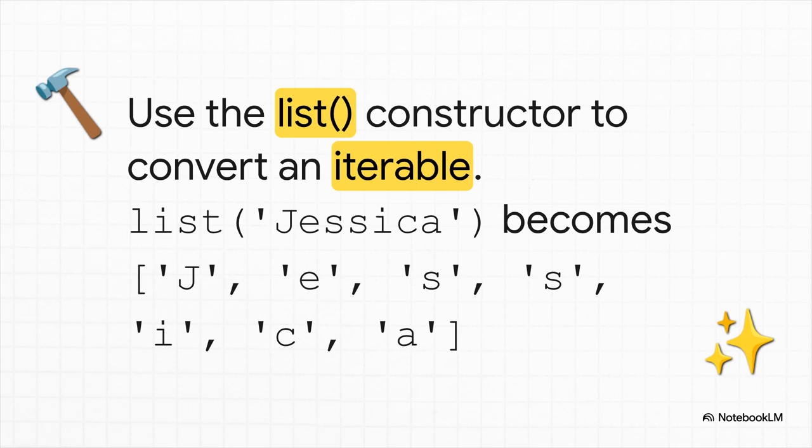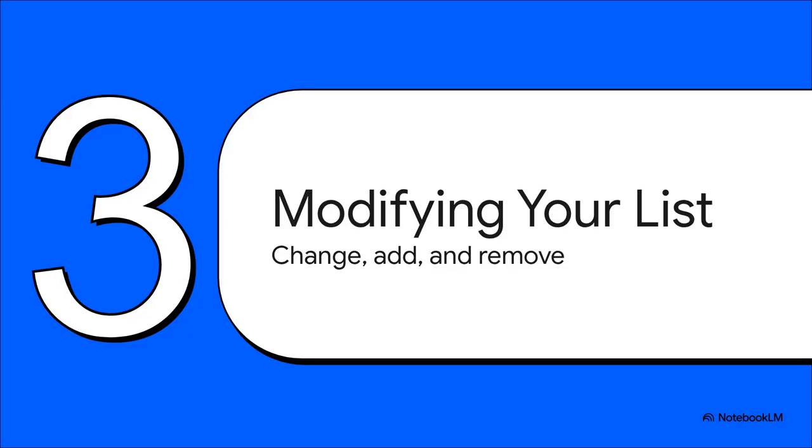There's another handy tool you should know about, the list constructor. It sounds kind of formal, but all it does is take something iterable. And don't worry, iterable just means anything you can loop through, like a string of text. And it automatically breaks it down into a list of its individual pieces. So as you can see, you feed it the name Jessica, and bam, you get a list with each letter as its own item.